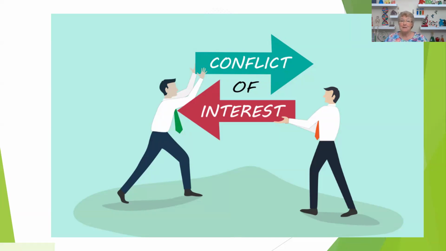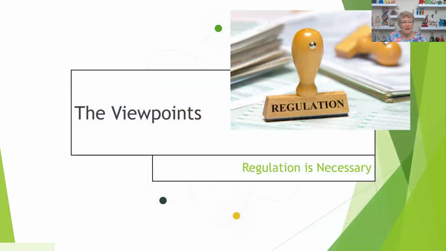So let's talk about different viewpoints about this one. Some scientists say regulation is necessary. They think that since the public has to be able to trust the work of science, there have to be rules to preserve the integrity of the science. They think every profession should regulate its members, and every scientific publication should have rules to help them avoid conflicts of interest.